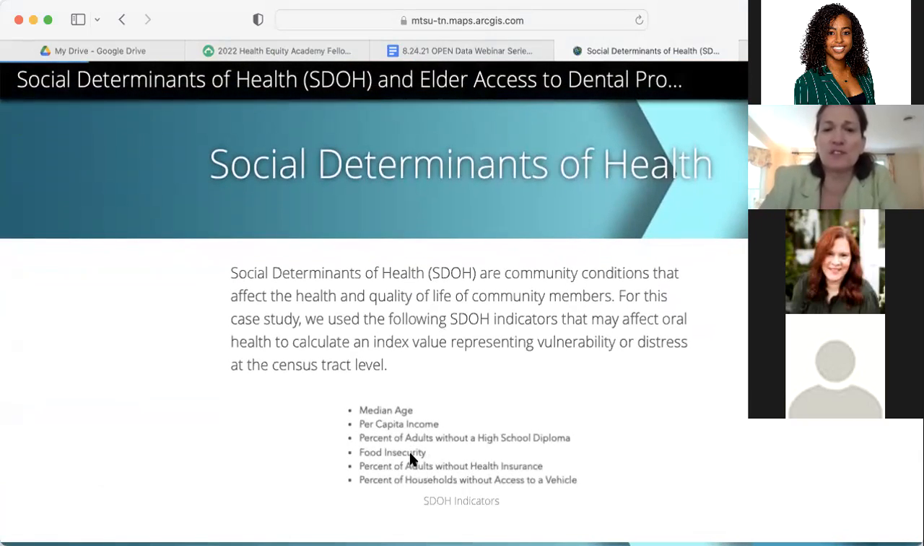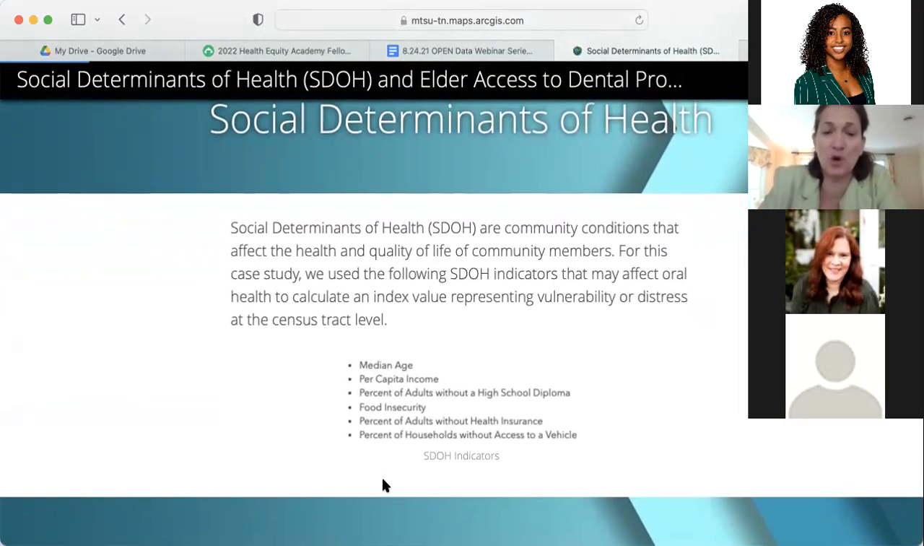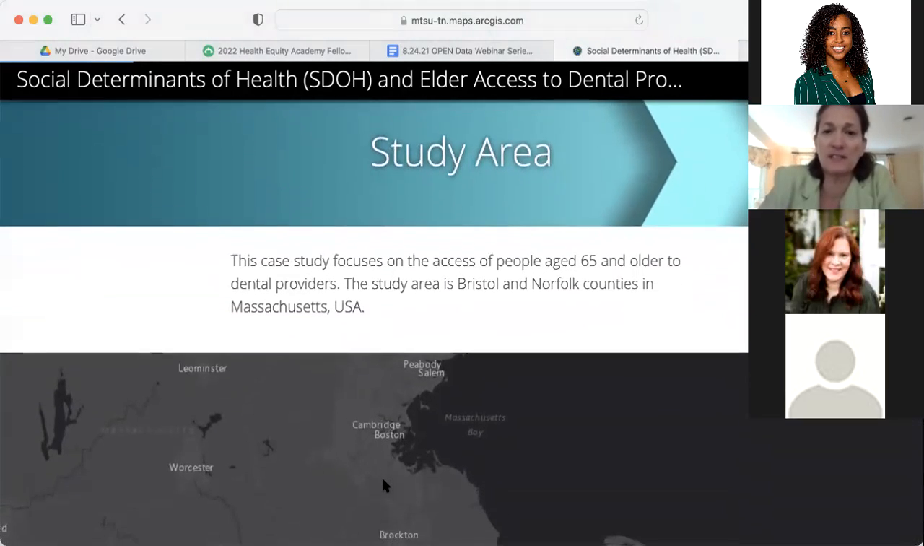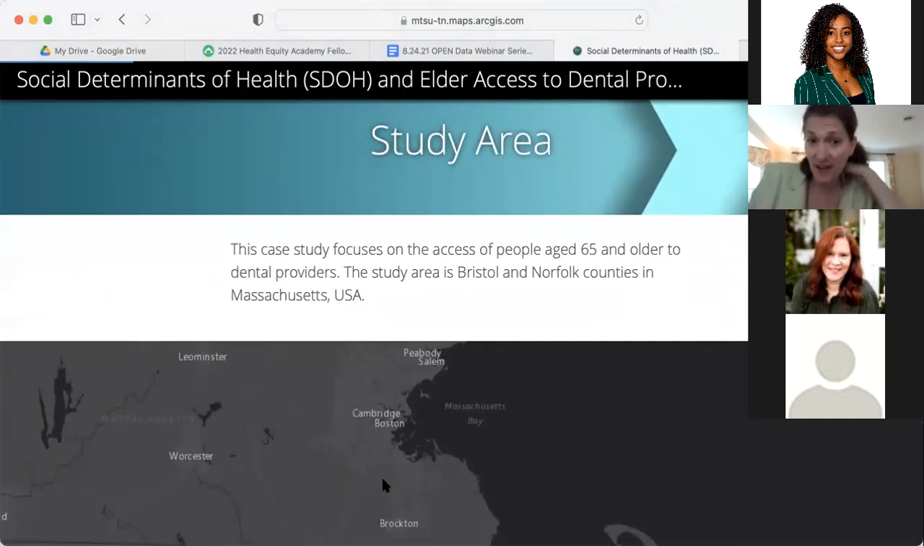Okay, so the social determinants of health are community conditions that affect the health and quality of life of the community members. For this case study, we used 7 variables: median age, per capita income, percent of adults without a high school diploma, food insecurity, percent of adults without health insurance, and percent of households without access to a vehicle. This is based on census tract data. We focused on people 65 and older in the 2 counties, Norfolk and Bristol.